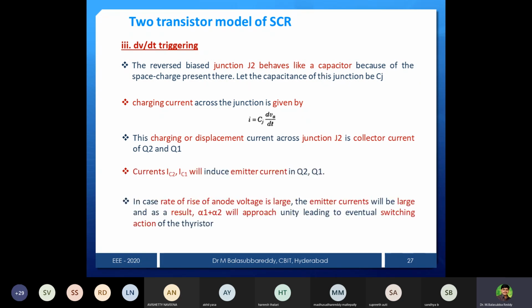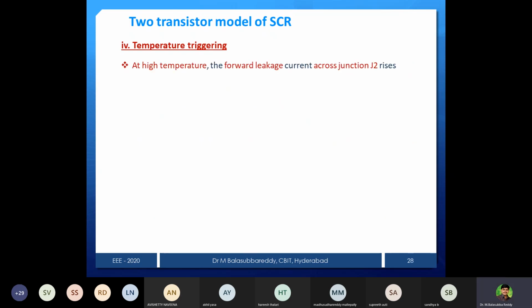If it increases beyond the specified value, current also will increase, and then automatically junction J2 is going to break down. And then we can see the rate of rise of anode voltage is large, then the emitter current will be large, and as a result alpha 1 plus alpha 2 will approach unity. That leads to the switching action. So same logic. And now temperature triggering.